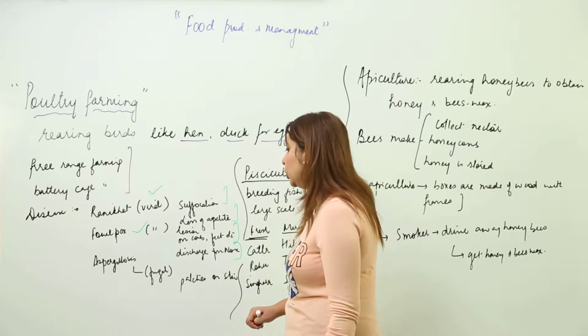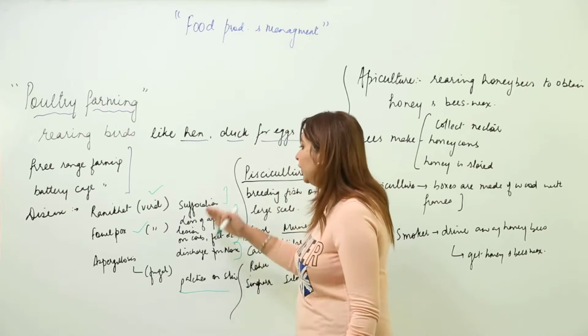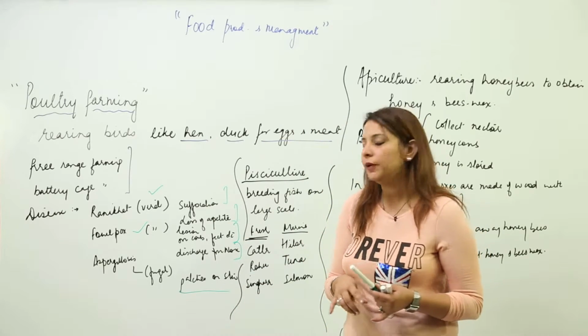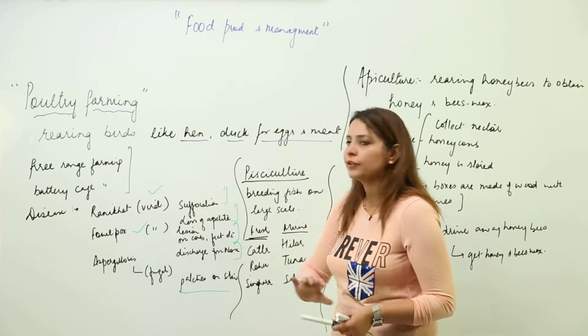And aspergillosis, which is a fungal infection, causes patches to appear on the skin. So we need to take care. If you provide proper food, proper water and proper shelter, we can get rid of these diseases. So this is poultry farming.